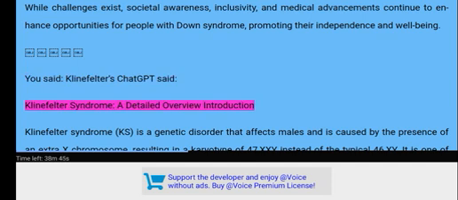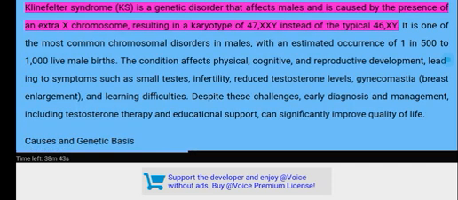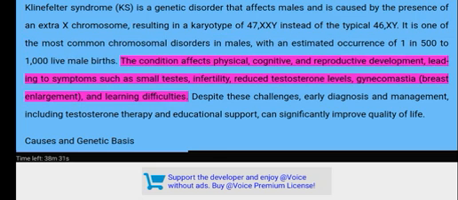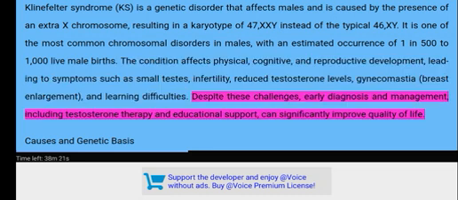Klinefelter syndrome, a detailed overview. Introduction. Klinefelter syndrome (KS) is a genetic disorder that affects males and is caused by the presence of an extra X chromosome, resulting in a karyotype of 47, XXY instead of the typical 46, XY. It is one of the most common chromosomal disorders in males, with an estimated occurrence of 1 in 500 to 1,000 live male births. The condition affects physical, cognitive, and reproductive development, leading to symptoms such as small testes, infertility, reduced testosterone levels, gynecomastia (breast enlargement), and learning difficulties. Despite these challenges, early diagnosis and management, including testosterone therapy and educational support, can significantly improve quality of life.